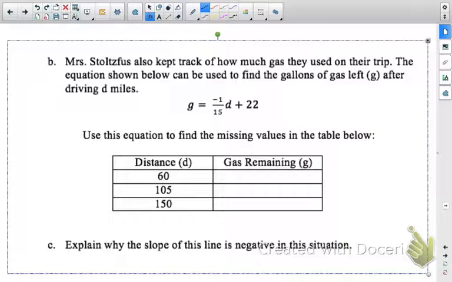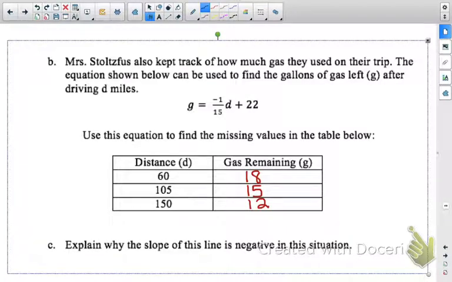In part B, it says Mrs. Stoltzfus also kept track of how much gas they used on the trip. The equation shown below can be used to find the gallons of gas left, known as G, after driving d miles. So use this equation to find the missing values. I think you'll be pretty good with this. All you're doing is substituting. So plug in 60. I'd pause the video and make sure that you agree with me in a second.